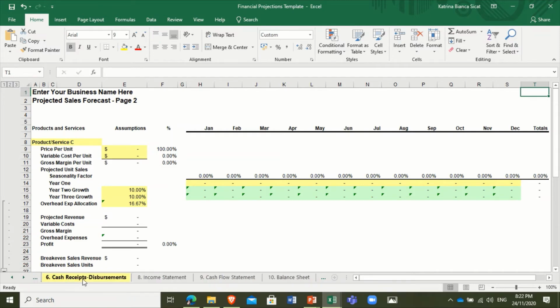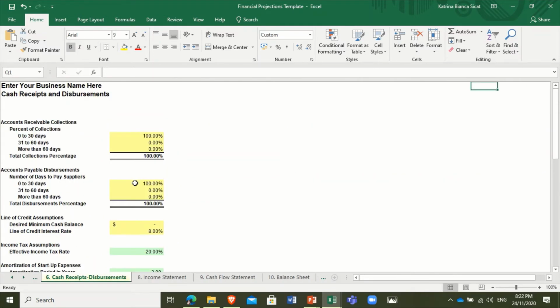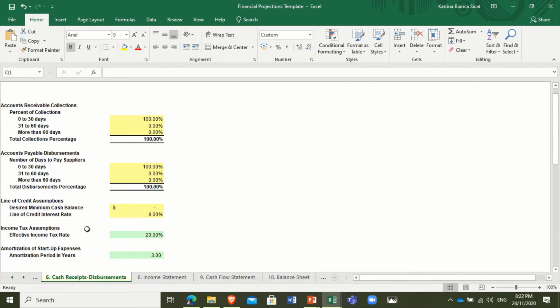For the next one, the cash receipts and disbursements, it's up to you if you would want to fill in this sheet, because this one is really more on the cash: the cash coming in and the cash going out. So it's just the computation of cash in and cash out, the collectibles. Okay? So this one is from your suppliers, this one is from your loans. So it's up to you if you want to include this part right here.